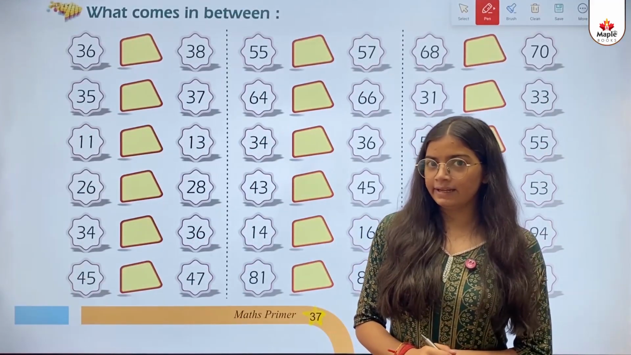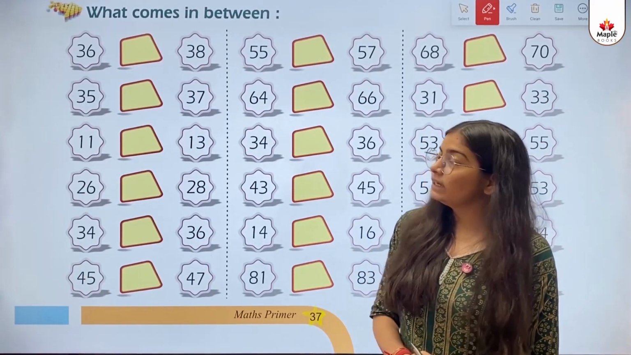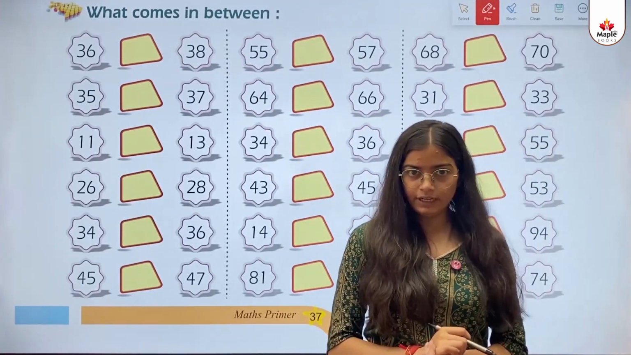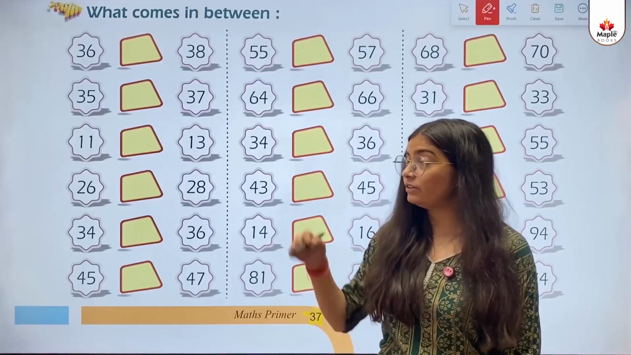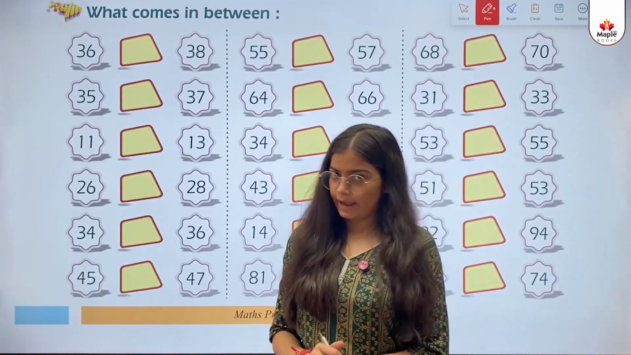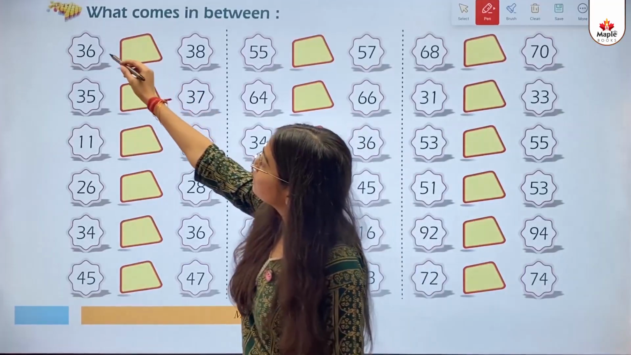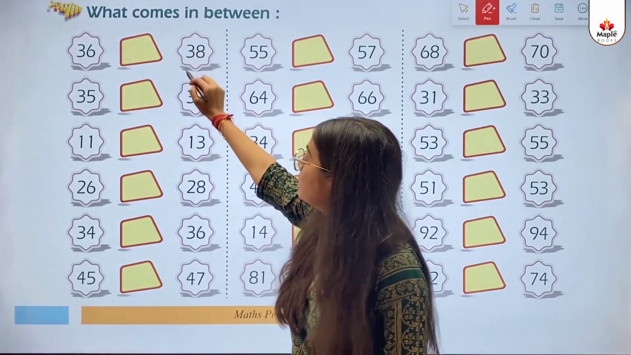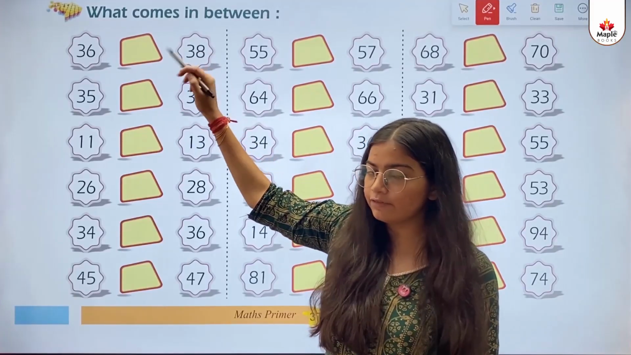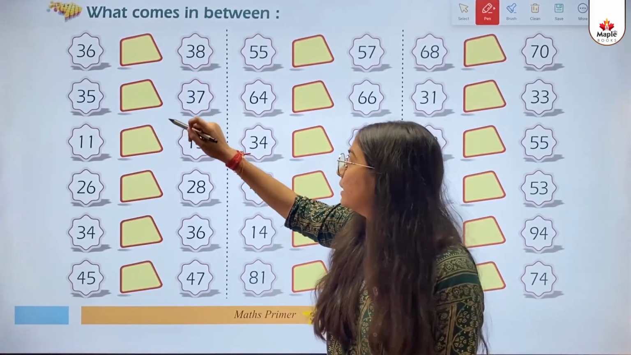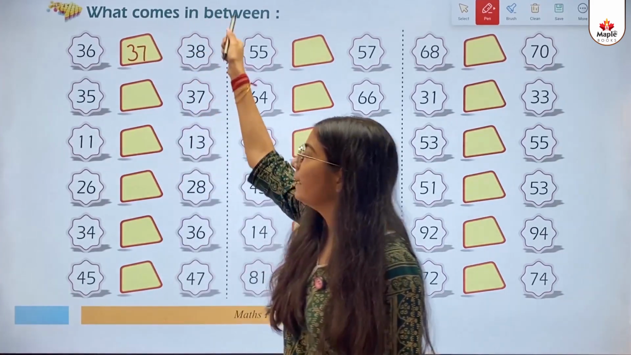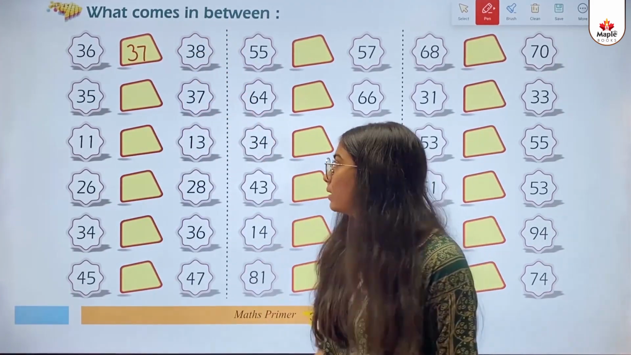So kids, in the next question, we need to do what comes in between. We need to tell what comes in between the given two numbers. So, we will start. Here is written 36, then 38. What comes after 36? That is 37. So, we will write here 37, then 38.